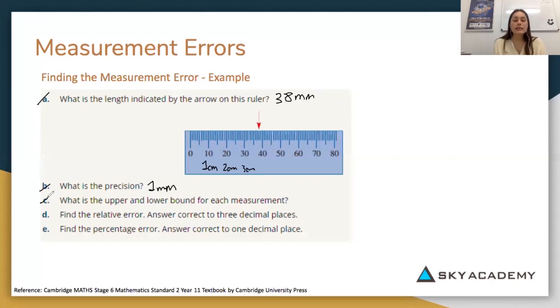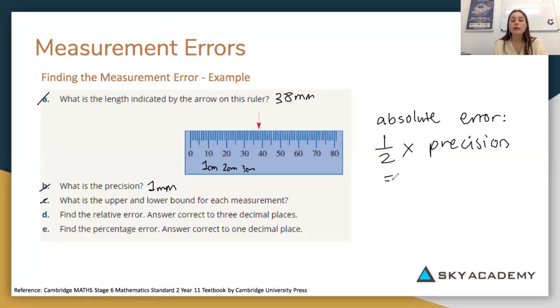Now question C says, what is the upper and lower bound for each measurement? So remember, before we can find the lower and upper bound, we have to find the absolute error. That's our second step in the process. So the absolute error is half the precision. And so our absolute error is going to be half times 1 millimeter, which is going to be 0.5 millimeters.